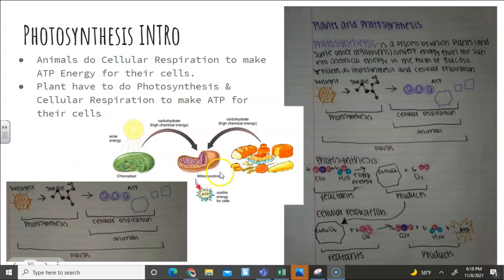So this came from your notes over here, but here's a blown up picture. So notice that animals just go through cellular respiration. They take the glucose to make ATP, but plants have to do both. It says plants are this whole thing. Plants have to do photosynthesis where they take sunlight and turn it into glucose. And then finally, that glucose can go through cellular respiration to make ATP.